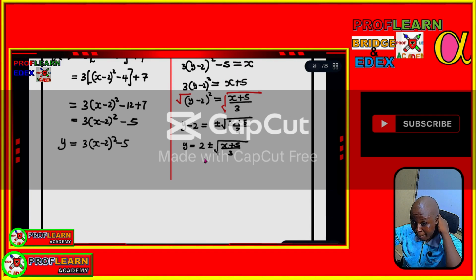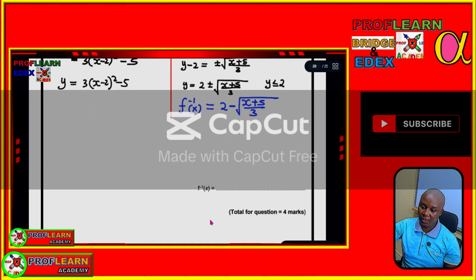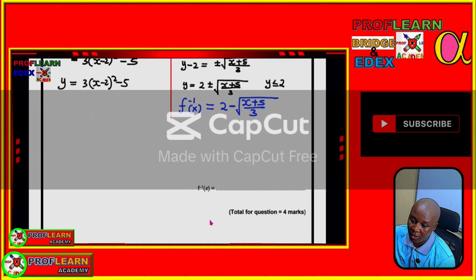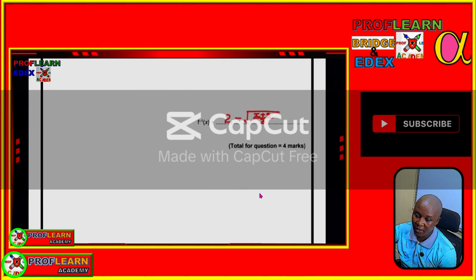We shall have minus, because if you add something to 2, you will have more than 2, and we want less than 2. So the range is going to be y less than 2. So we shall say f inverse of x is 2 minus the square root of (x plus 5) over 3. So basically that's what we are going to do in order to have our inverse of the function.